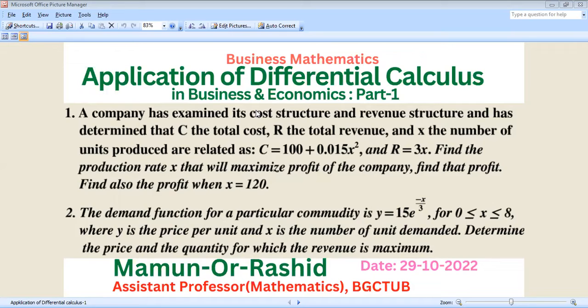Today we'll solve an example of application of differential calculus in business and economics. Actually, it is the application of differential calculus. So there are two problems.